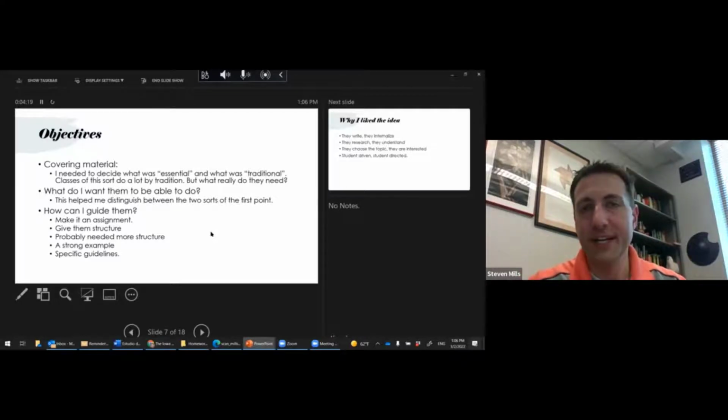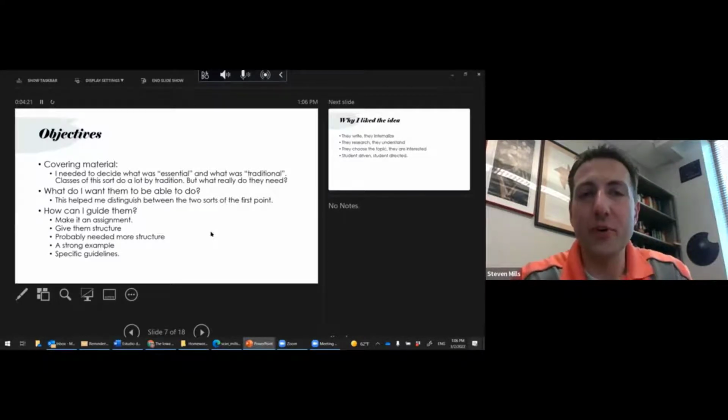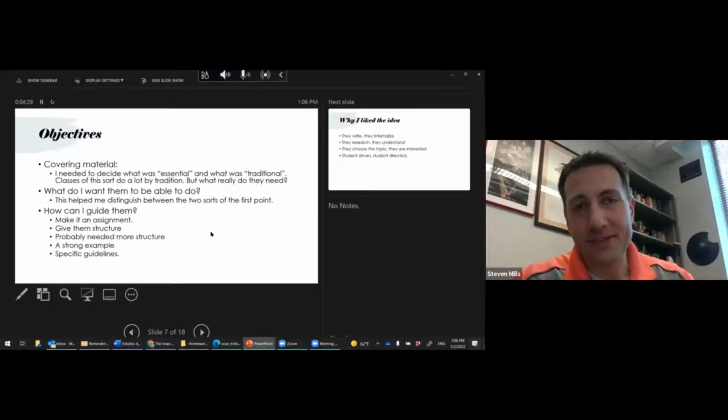The objectives: I try to focus on student abilities and outcomes as part of the objectives. And then how can I guide them through the process? If they're writing, how can I make sure they're doing it right and doing it well? And so I thought about making it an assignment, so that gives them the motivation. It's something they will get points for and go toward their grade.